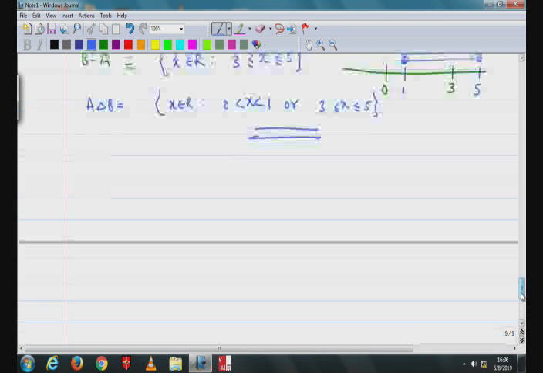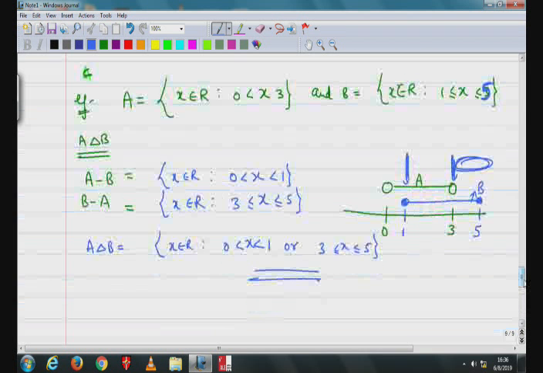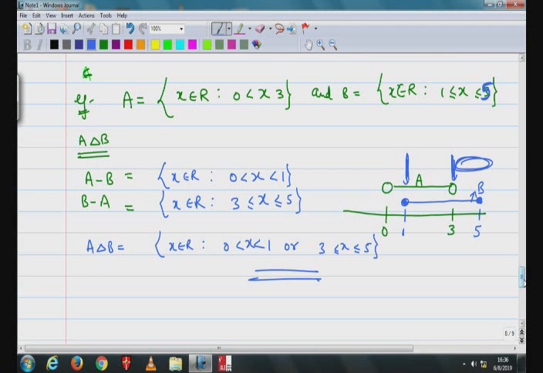Okay, again, see, the question was, there are two sets A and B that are given, and the elements of A are from 0 to 3, with 0 and 3 not included, and here B is 1 to 5. It was 3 over there, I forgot to mention. Now we have to figure out the symmetric difference of A and B.